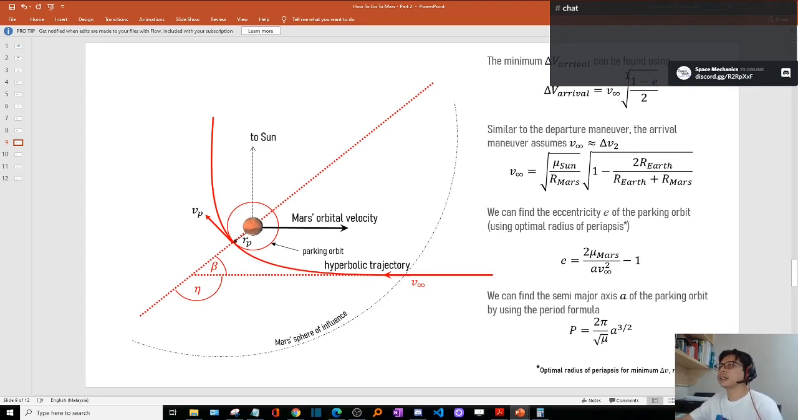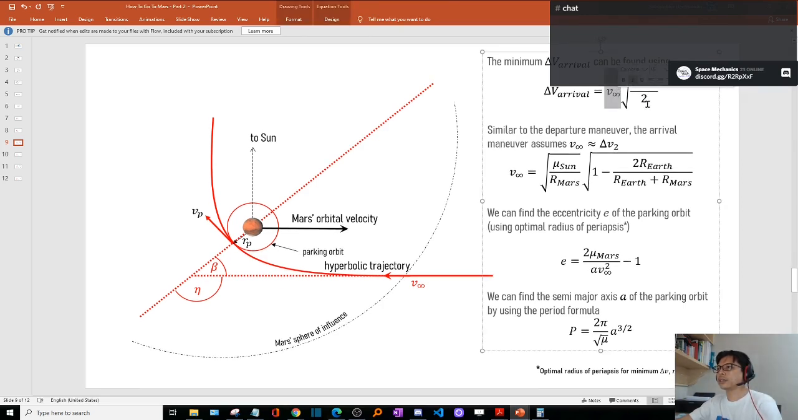So that delta V arrival is equivalent to V infinity times the square root of (1 minus E) divided by 2. Now we don't know these two, V infinity and also E. How to find that? Similar to the departure maneuver we've done before, the arrival maneuver assumes V infinity is approximated to delta V2. If you remember from our departure maneuver, V infinity is equivalent to delta V1.